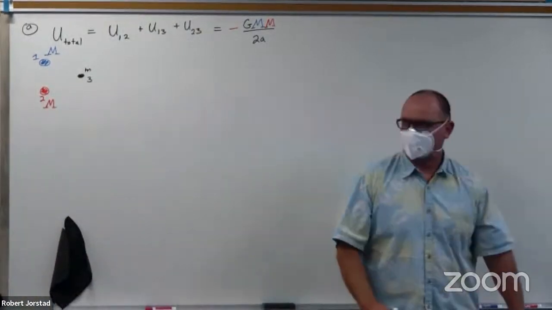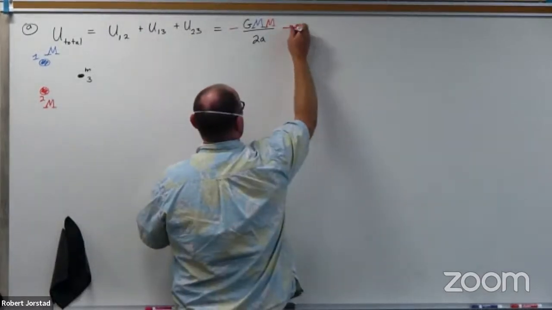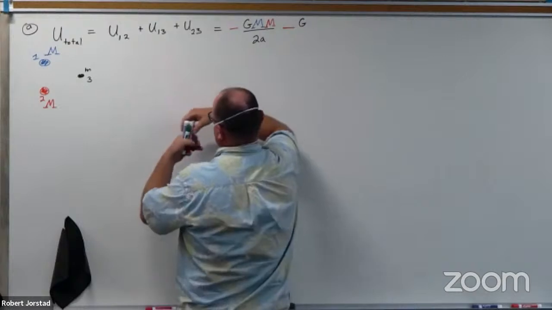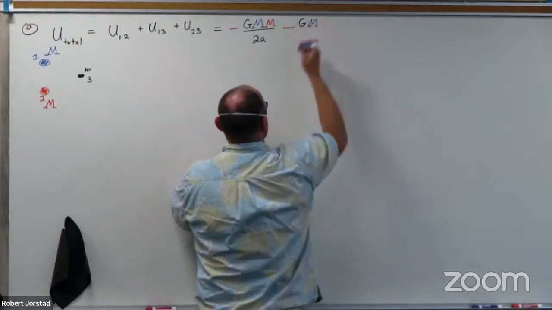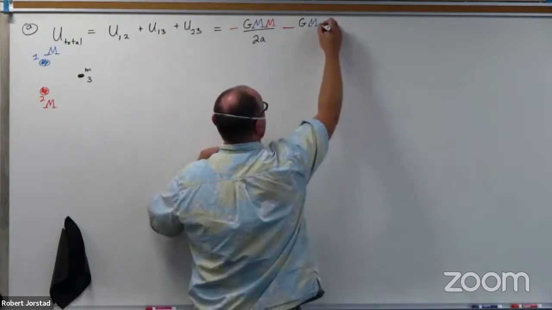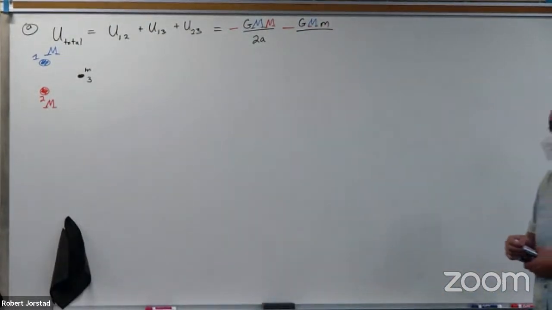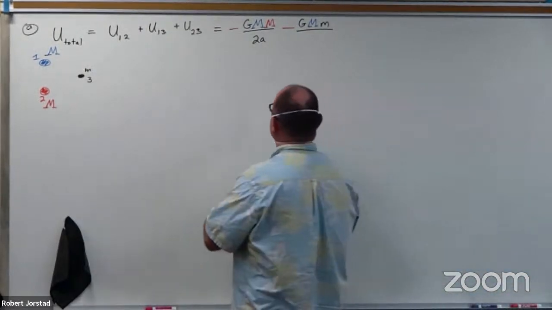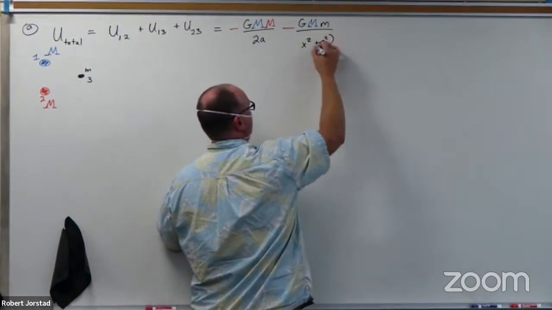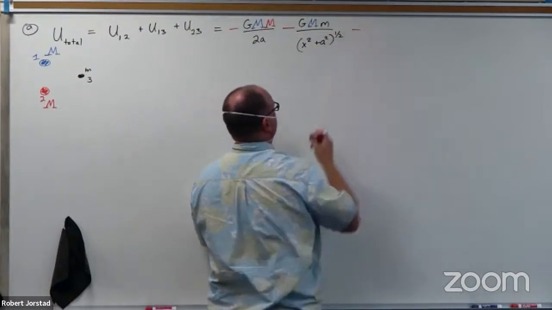Yeah. All right. Next. The next term is going to be negative G, mass 1, mass 3. This is little m. What's the distance between them? Do you remember from the previous problem or from part B? What was the distance between them? Excellent. And then do you agree the third term is actually going to look the same?